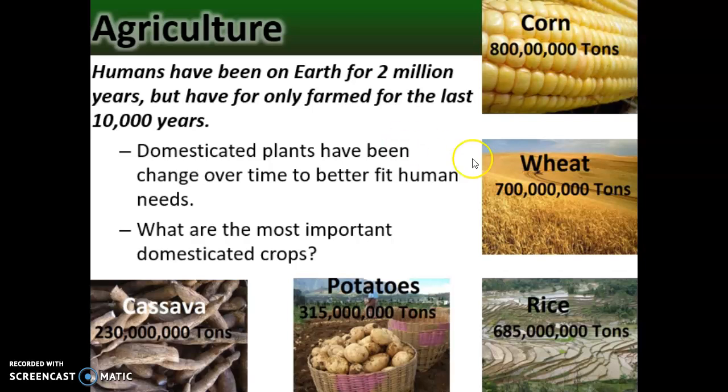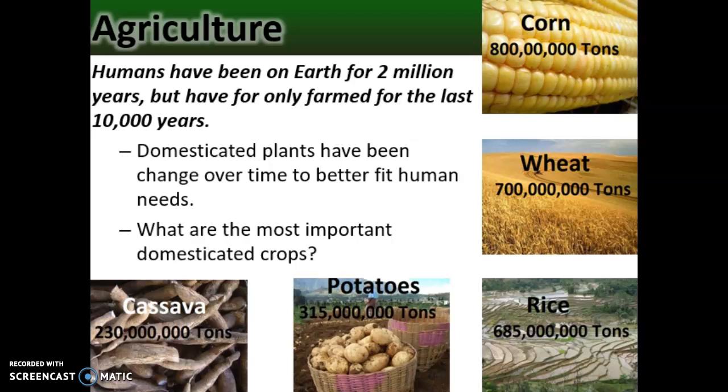We've also changed wheat, which is the second most grown crop. Rice is the third most important crop. We have potatoes, and then finally a South American root crop called cassava is the fifth most grown crop around the world. All of these crops have been changed from their natural form to better fit human needs.